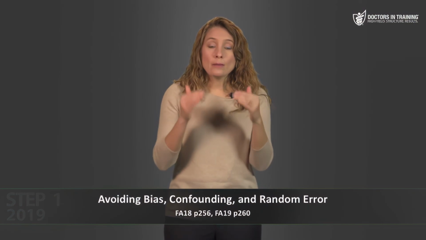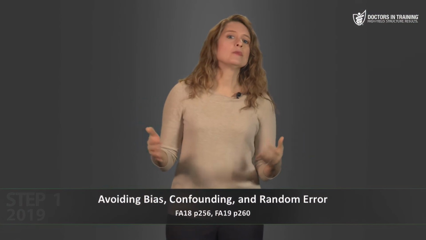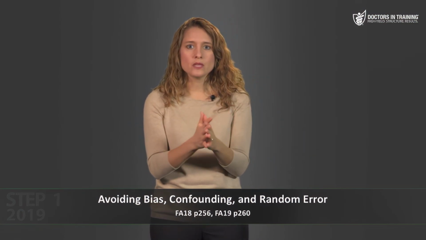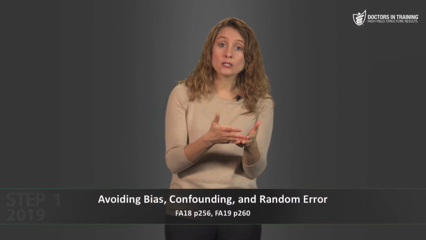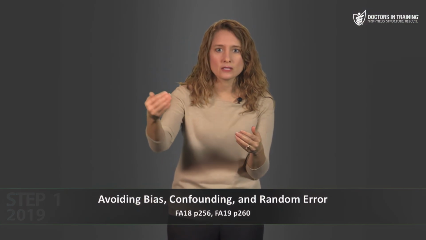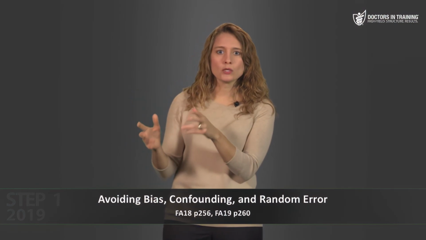So now that we know about bias, confounding, and random error, what can we try to do to prevent them? Well, these errors at some level are inevitable. There's no perfect study out there, but there are ways that investigators can reduce these errors in their studies and thereby increase the validity of the study. You may have heard of randomized, double-blinded, controlled trials.